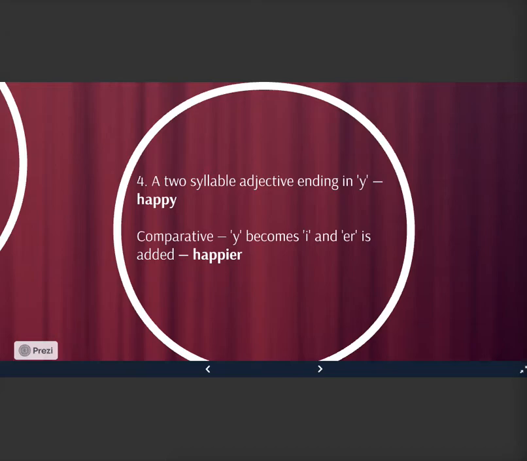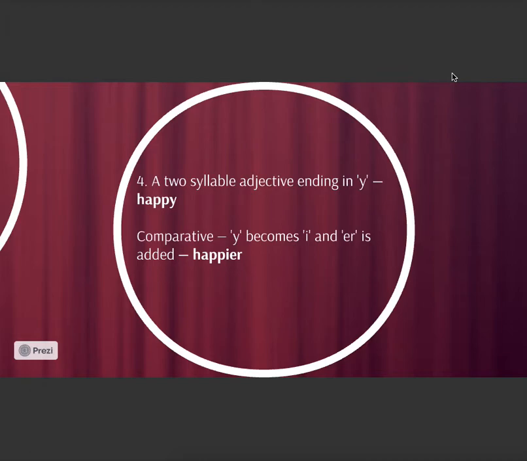So, Vero, can you please help me reading this slide, baby? Yes, miss. A two syllable adjective ending in y, happy. A comparative: y becomes i and er is added: happier. Thank you. Look at this, my dears.